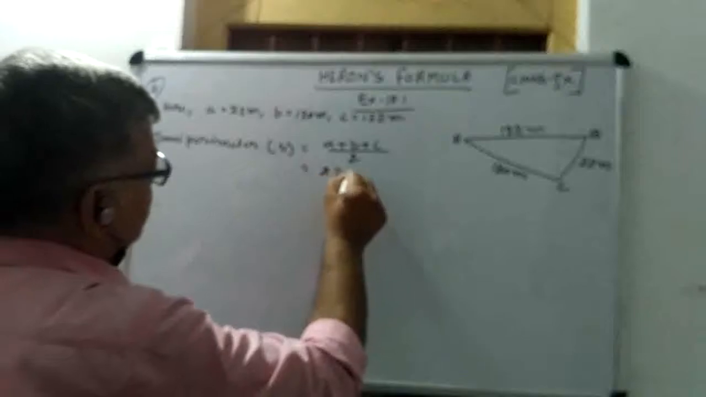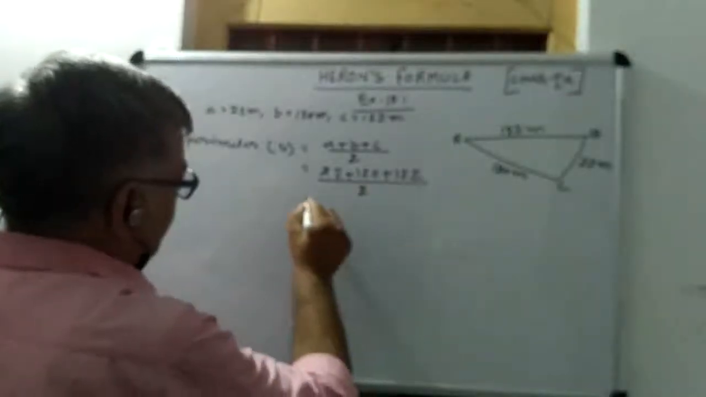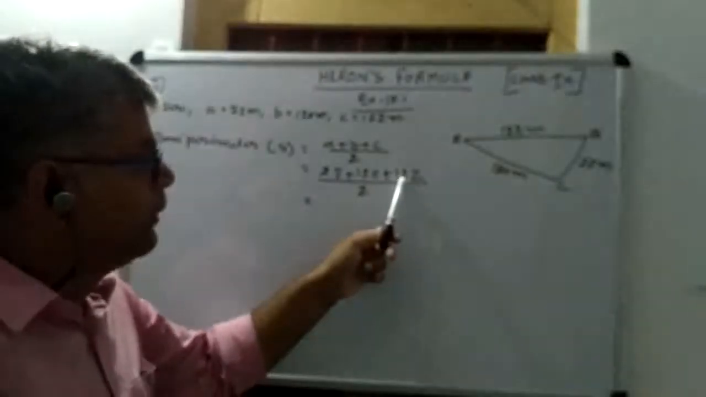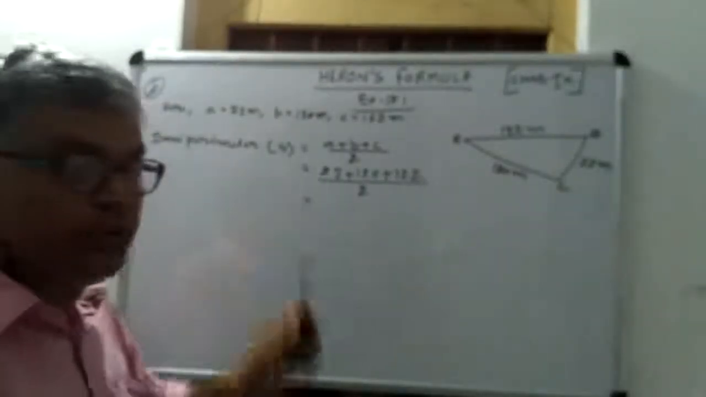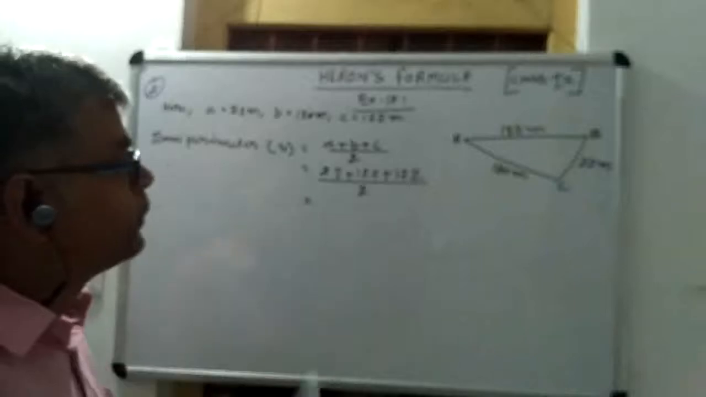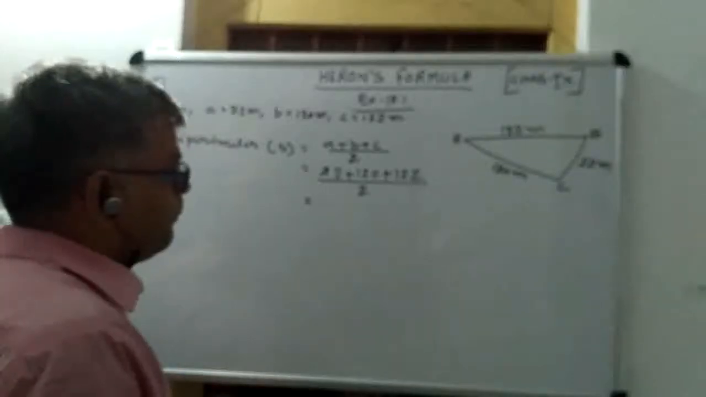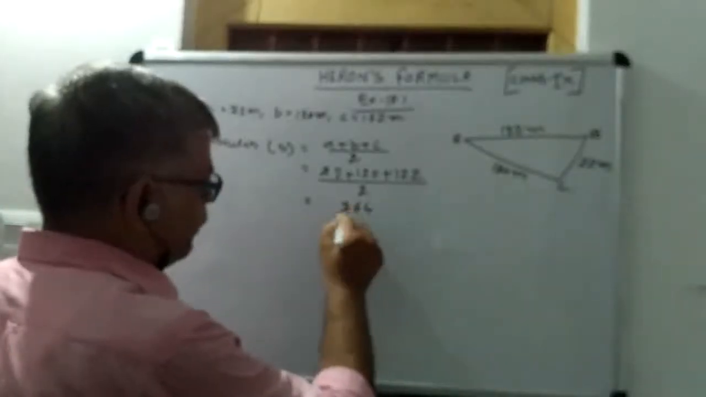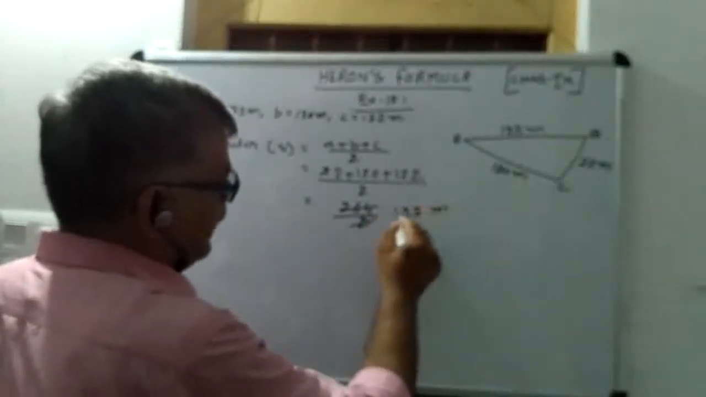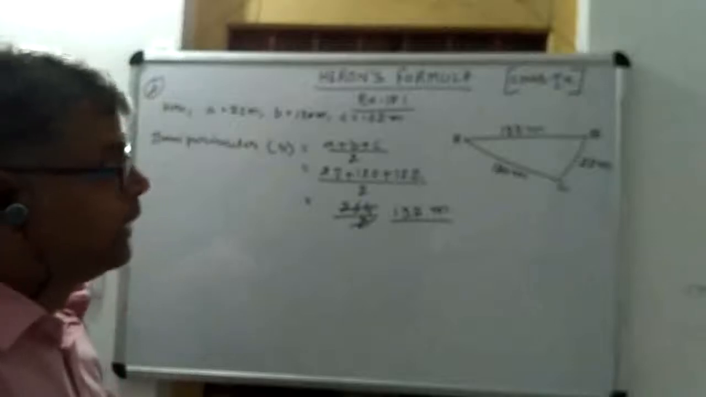That is (22 plus 120 plus 122) by 2. 120 plus 122 will be 242, and 242 plus 22 will be 264. 264 by 2, when it is cancelled, gives 132 meter, which is your semi-perimeter. This you got as the semi-perimeter for this triangular wall.